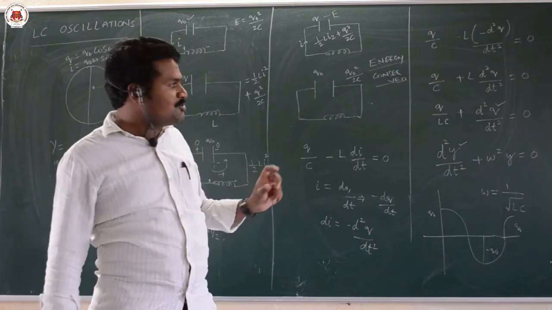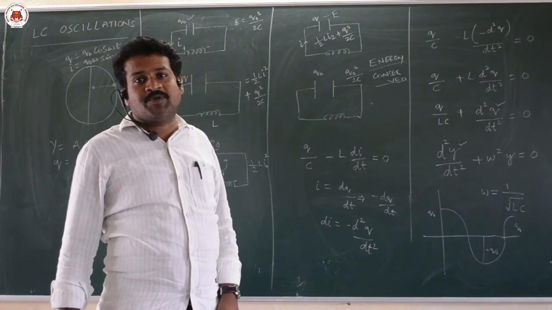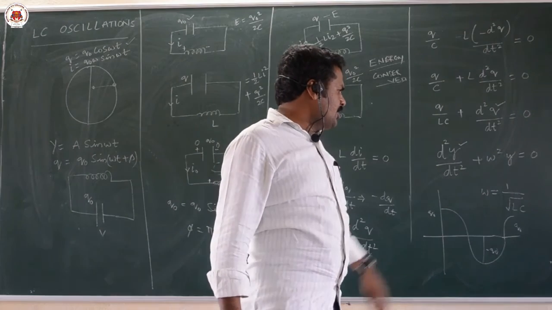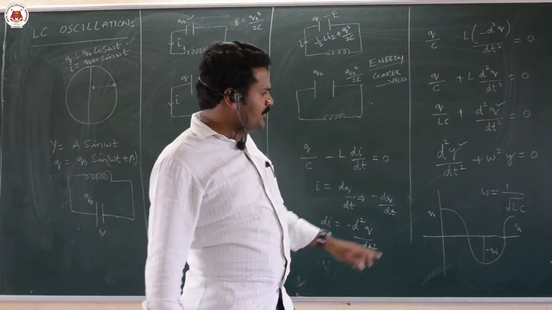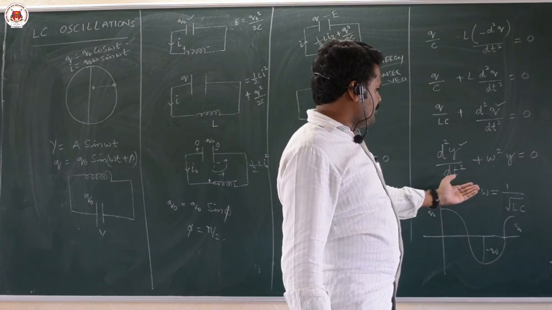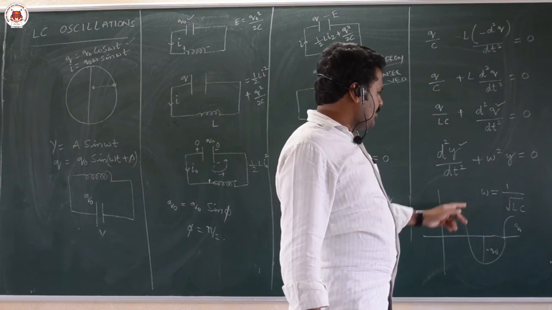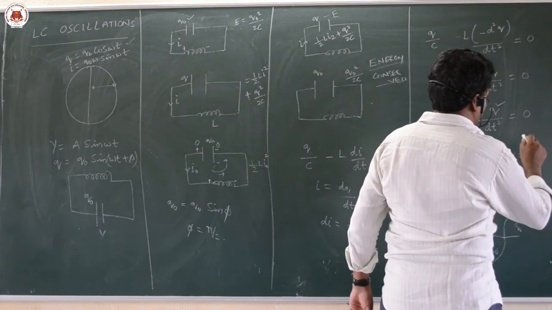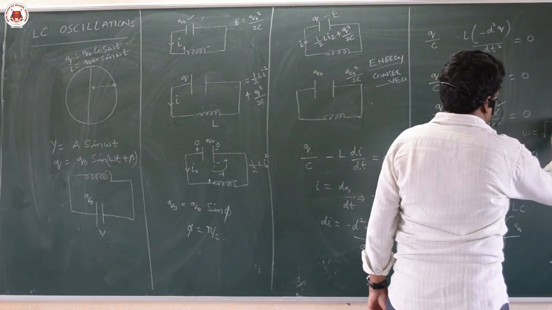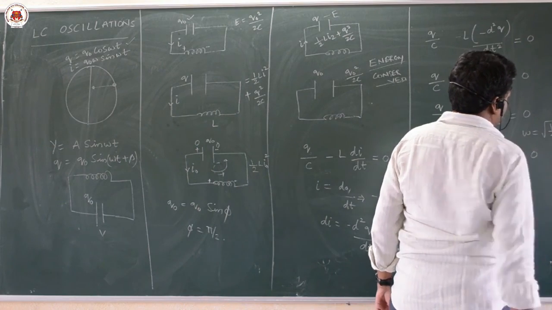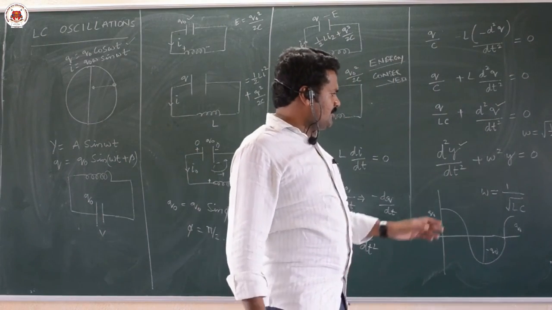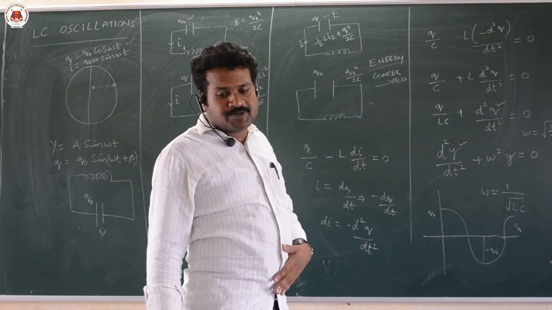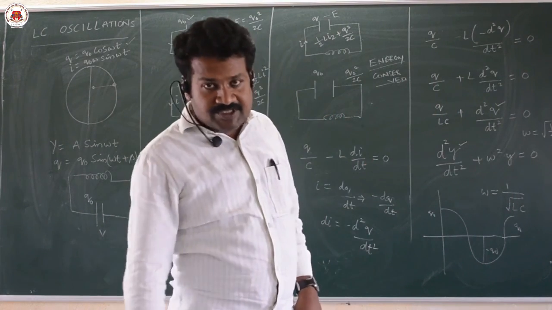Sometimes they will ask in the question to find the peak value of current, that is q naught omega, and omega you will get as 1 by root LC. And if you compare this to simple harmonic motion, you can calculate the value of k. In simple harmonic motion, omega is equal to under root of k by m. So if you compare with that, you can calculate the value of k also. So what is the constant which is opposing this? Okay, this is all about LC oscillations.